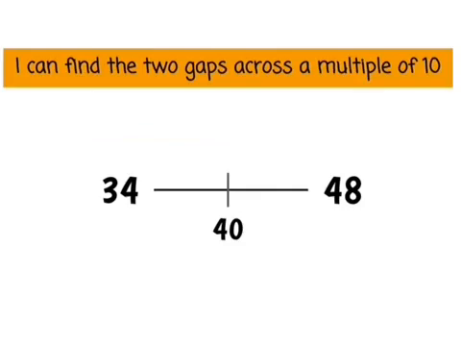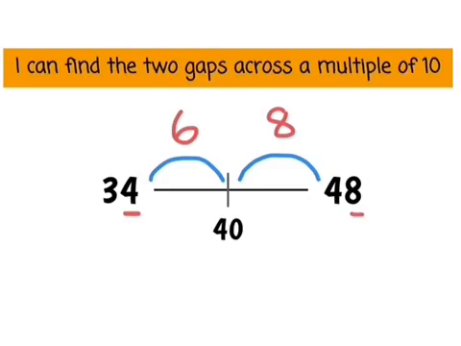Today we're going to be using mental subtraction methods to find the total gap across a multiple of 10. When we want to find out a gap across a multiple of 10, we've got to train our brain to find the gaps. First of all, the gap to a multiple of 10, and then a gap from a multiple of 10. So our gap from 34 to 40 is 6. And remember, we used our jigsaw numbers to get that. Our gap from 40 to 48 is 8. We looked at the digit in the ones column to help us with that.